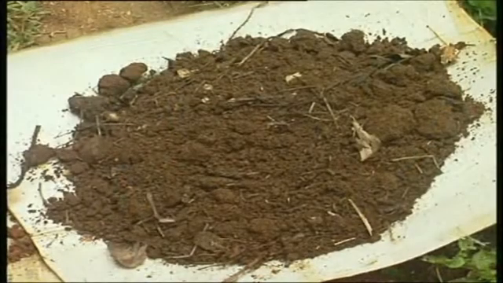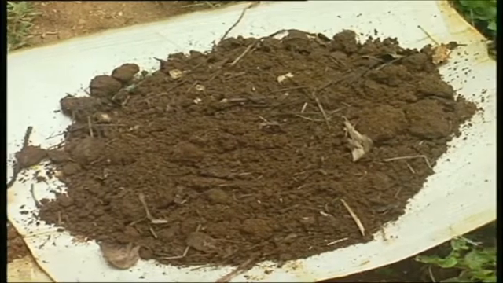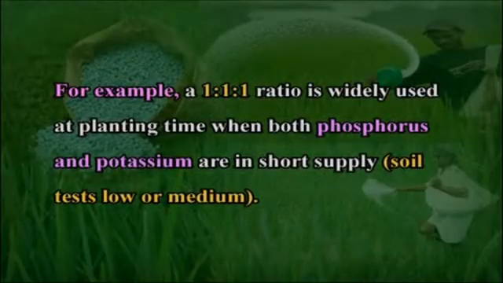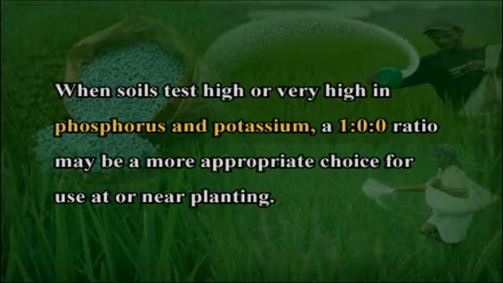The specific fertilizer ratio you will need depends on the soil nutrient level. For example, a 1:1:1 ratio is widely used at planting time when both phosphorus and potassium are in short supply. When soil tests high or very high in phosphorus and potassium, a 1:0:0 ratio may be a more appropriate choice for use at or near planting.